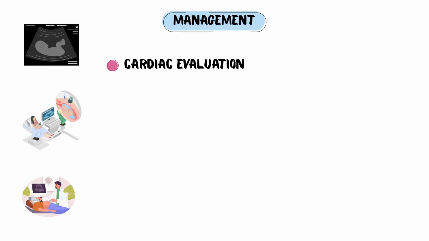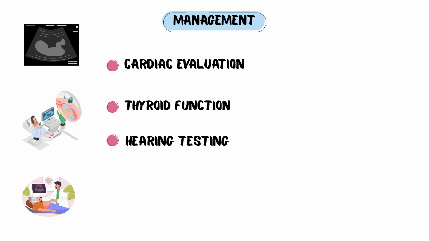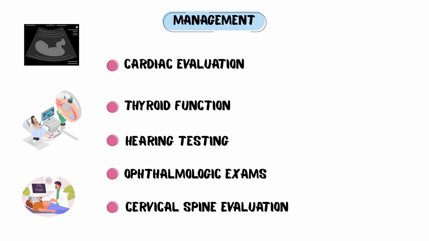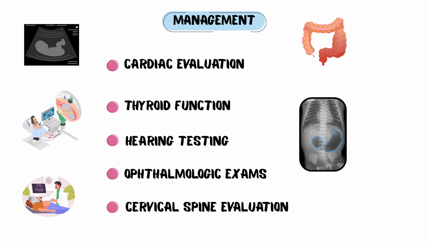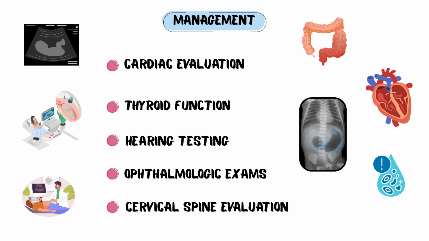Cardiac evaluation with echocardiography is essential. Thyroid function should be checked yearly. Hearing testing is done every 6 to 12 months. Ophthalmologic exams are needed early in life. Cervical spine evaluation is important before sports or anesthesia due to risk of atlantoaxial instability. Treat associated disorders such as Hirschsprung disease, duodenal atresia, congenital heart defects, leukemia, and thyroid dysfunction. Developmental, speech, and educational support significantly improve functional outcomes.